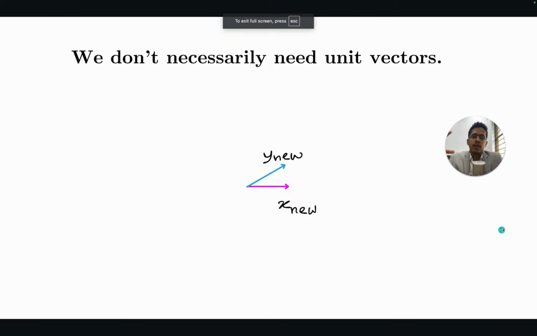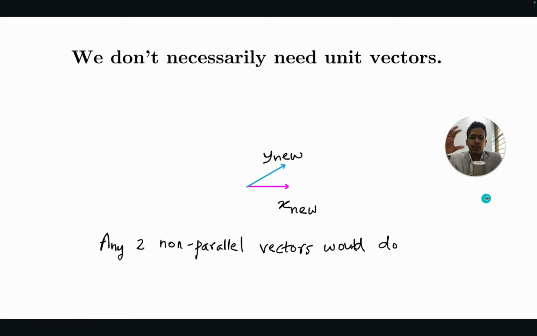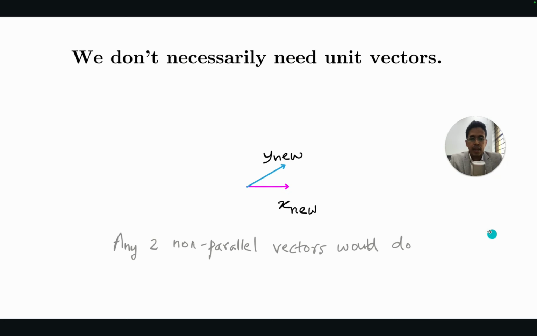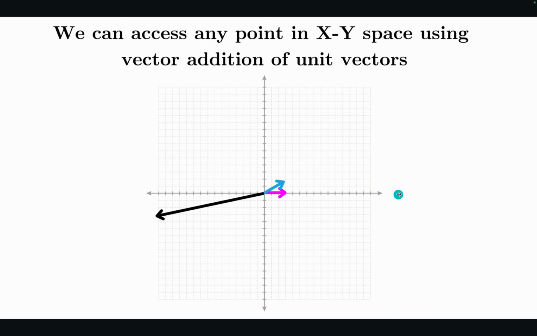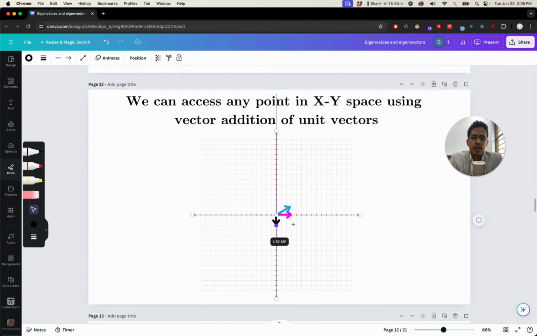Okay. Now, can we do the same thing with any other pair of vectors? Let's say we had these two vectors, x new and y new. Can we accomplish the same thing? Can we express any vector or any point in the xy 2D space in terms of these two vectors? Let's see. As long as these two vectors are not parallel, like if they are not overlapping on top of each other, we can do that. Let's see how.